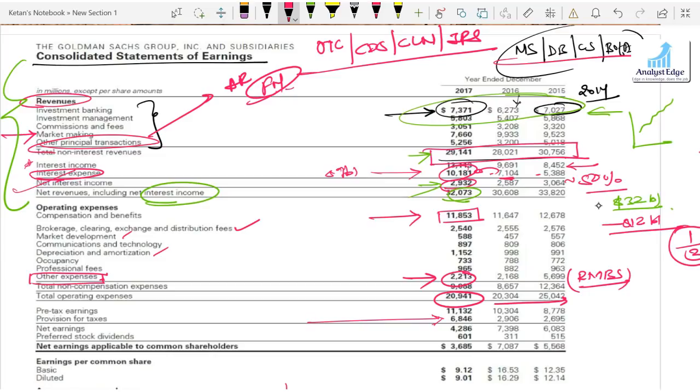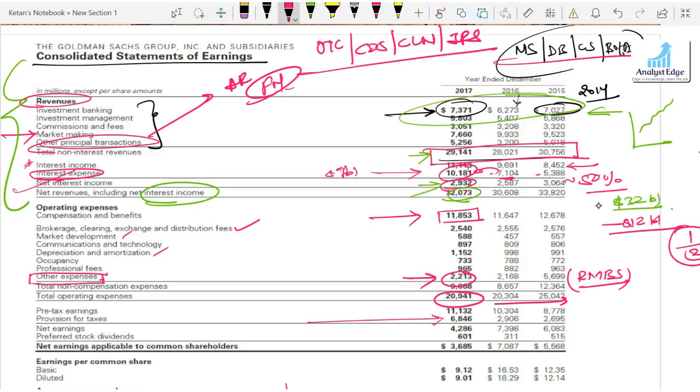Now here, there is a good increment. So you were 3 billion and then you are 7 billion as far as your provision for taxes is concerned. So you jump, it's double the tax you paid last year in the year 2016.